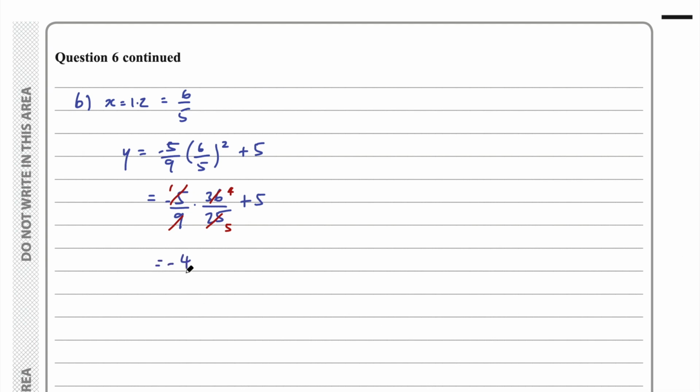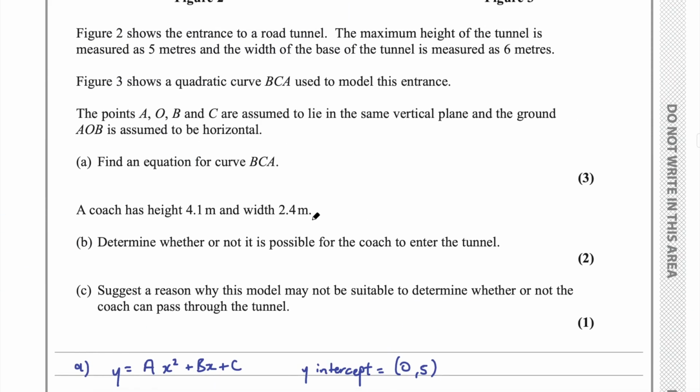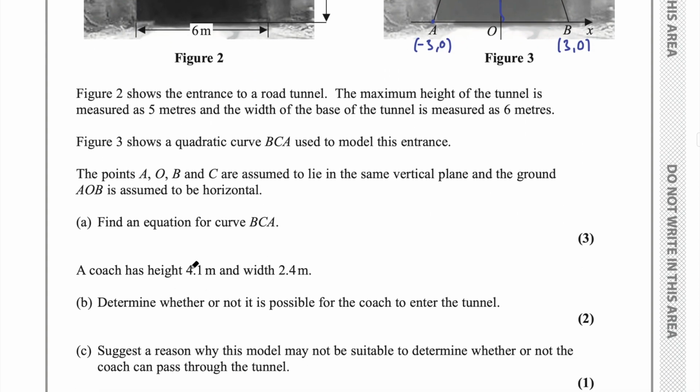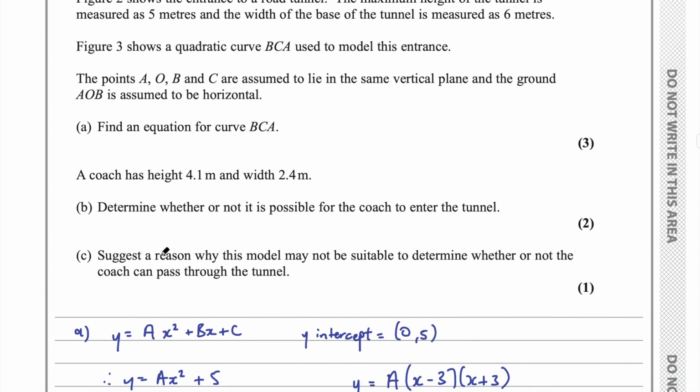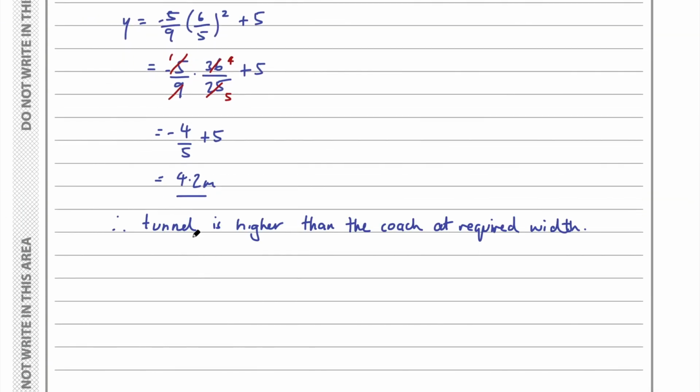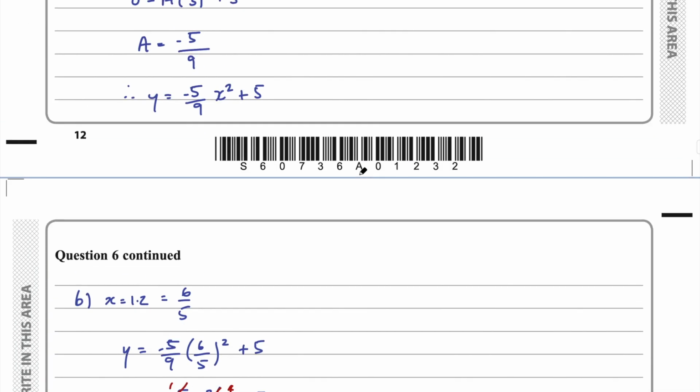So we get negative 4 over 5 plus 5. That's like negative 0.8 plus 5. So this is going to be 4.2 meters. So if the width of the coach is 2.4 meters, then the height on our quadratic here is going to be 4.2, which is just high enough for the coach to pass through. So we can say, yes, the coach will be able to pass through. So I might say something like the tunnel is higher than the coach at the required width. Okay, so that was part B.